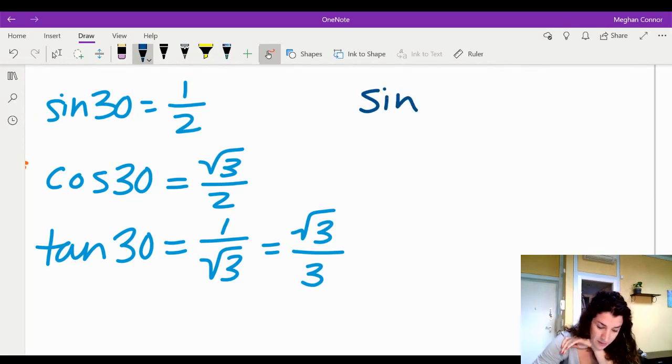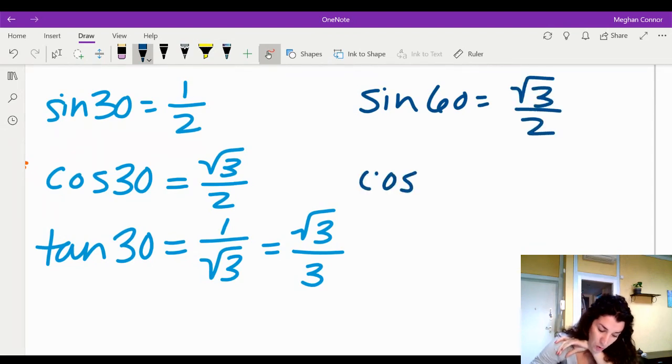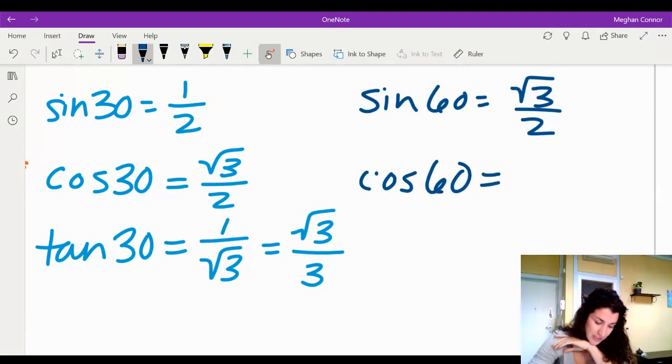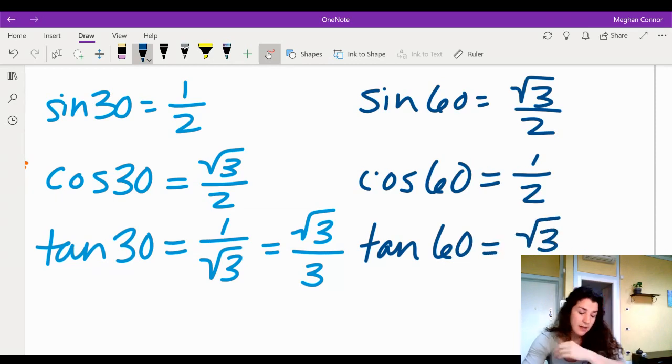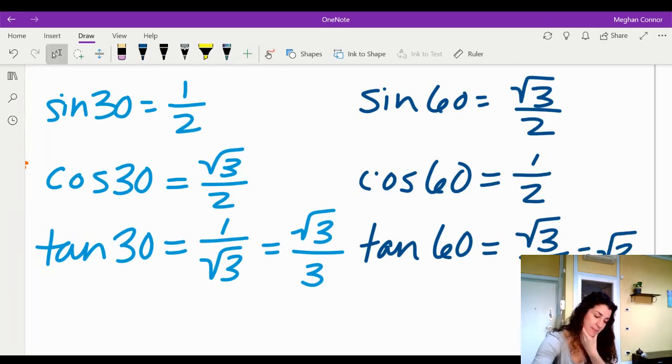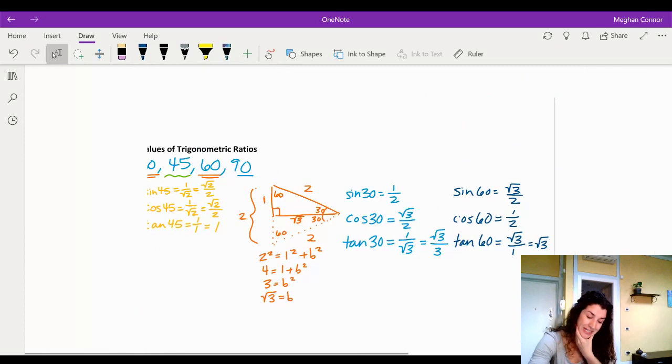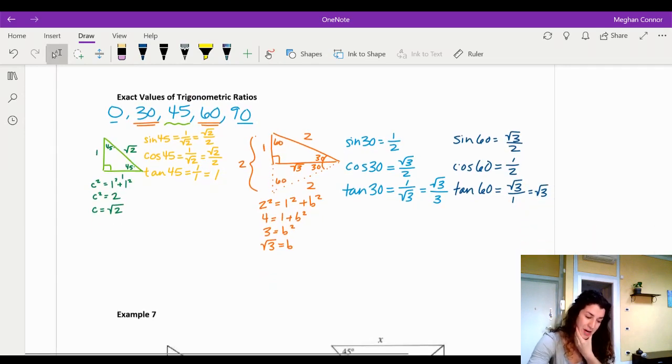Sine of 60 is going to be opposite, which is the square root of 3 over hypotenuse. Cosine of 60 is going to be adjacent, which is 1 over hypotenuse, which is 2. And then tangent of 60 is going to be opposite, which is the square root of 3 over adjacent, which is 1. So it just simplifies down to the square root of 3. So those are all of your exact values of your trig ratios.